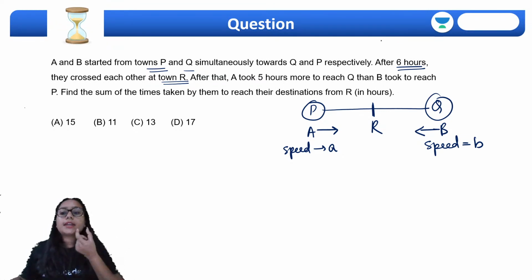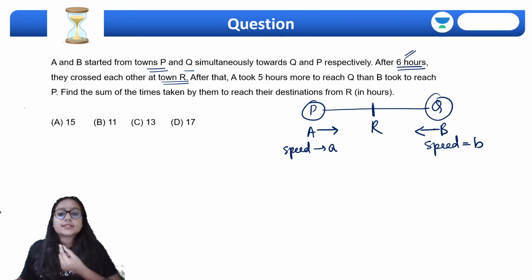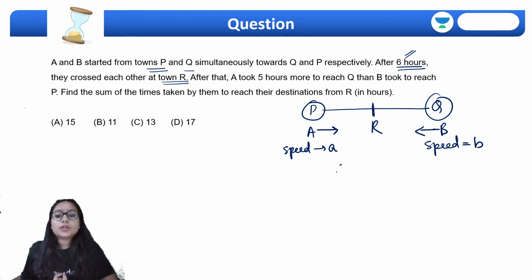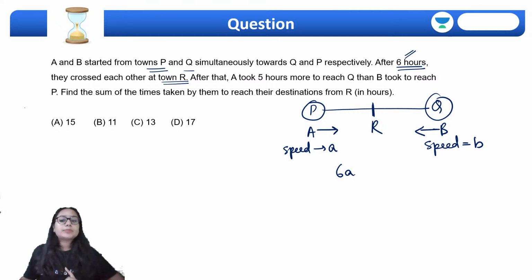After traveling for 6 hours, what is the distance covered by A? Distance covered by A will be equal to 6 into A, time into speed. So this is the length PR, distance PR.